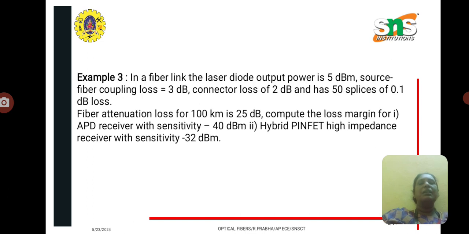Similarly, a third example: in a fiber link, the laser diode output power is 5 dBm, source fiber coupling loss is 3 dB, connector loss is 2 dB, and there are 50 splices of 0.1 dB loss. The fiber attenuation loss for 100 km is 25 dB. We can compute the loss margin for an APD receiver with sensitivity minus 40 dBm, and a hybrid FET high impedance receiver with sensitivity minus 32 dBm.